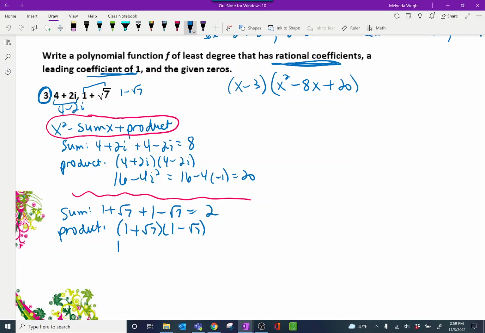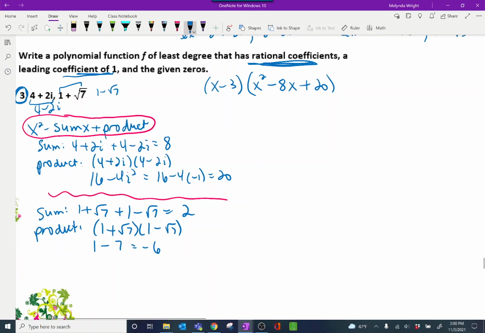That gives me 1, and then the outside inside go away because they're conjugates. Root 7 times root 7 is 7, so that turns into being negative 6. Okay, so let's write that quadratic up here. So x squared minus sum x minus 2x plus product, so plus a negative 6 would be just minus 6.